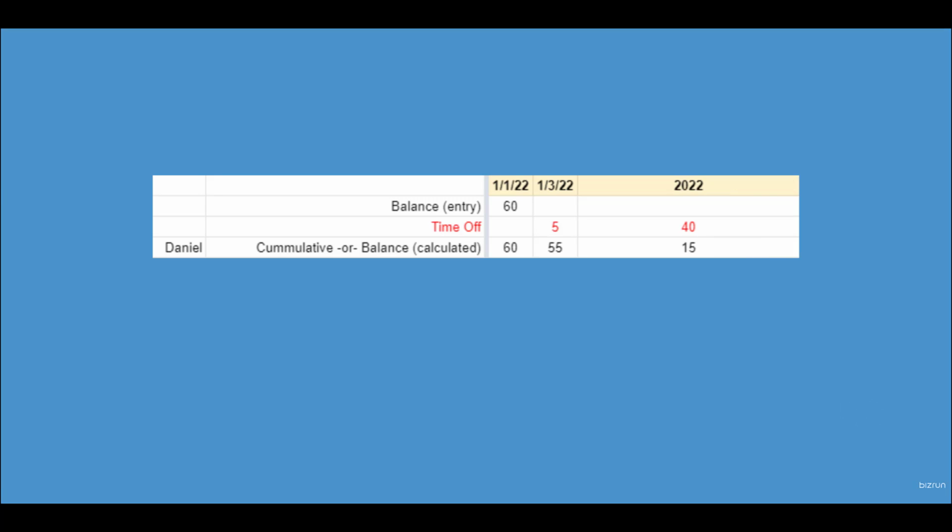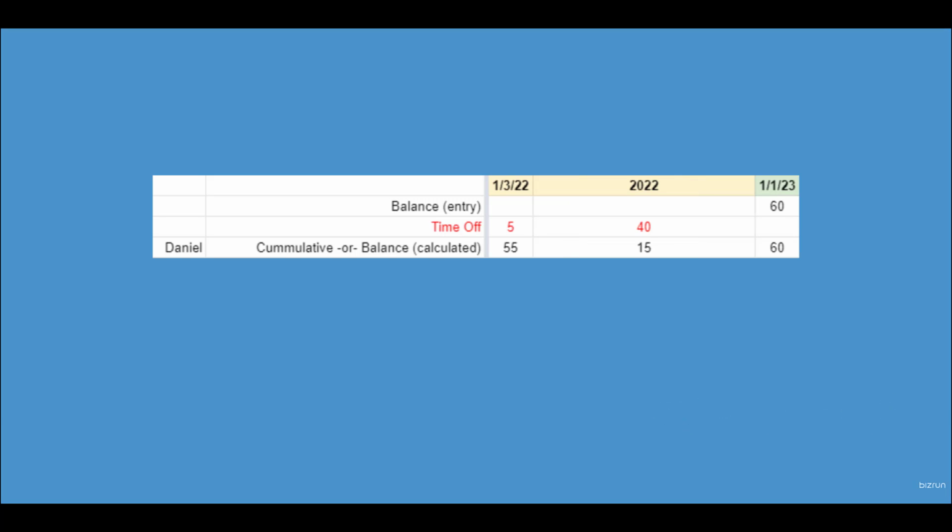Let's fast forward again in time and say he takes 40 hours of time off before the end of 2022. If you take the 55-hour balance and subtract the 40 hours, his calculated balance, or remaining hours at the end of 2022, would be 15 hours, which is what's shown on the last row.